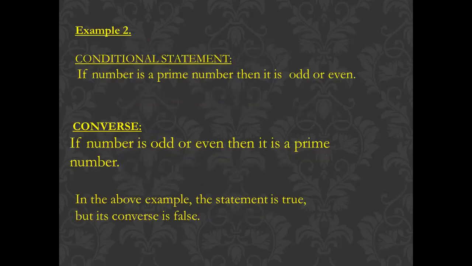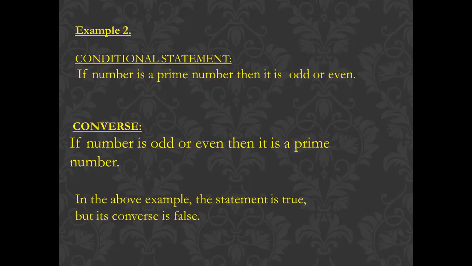But consider the next example. Conditional statement: if a number is a prime number, then it is odd or even. The converse of the same statement: if a number is odd or even, then it is a prime number. In this example, the statement is true, but its converse is false because all odd and even numbers are not prime numbers.